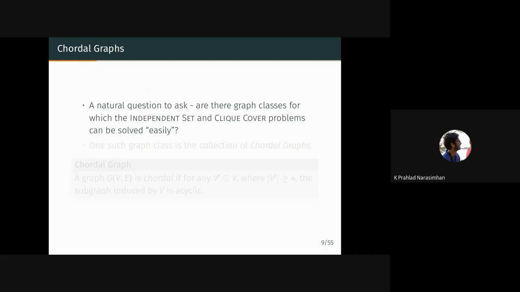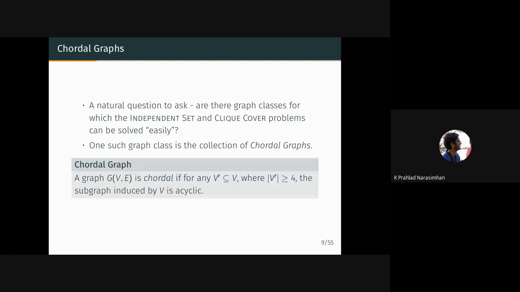A lot of graph classes that we usually take, like planar graphs, for example, in planar graphs also independent set is NP hard or NP complete. But in bipartite graphs, for example, it is not. You can find it in polytime. And another graph class for which it is not NP complete is the collection of chordal graphs.